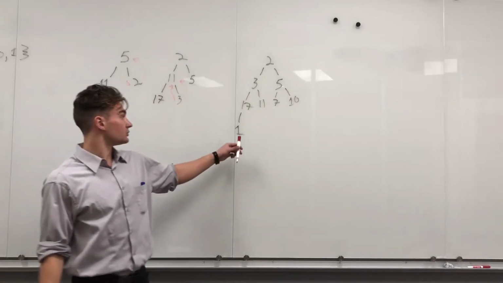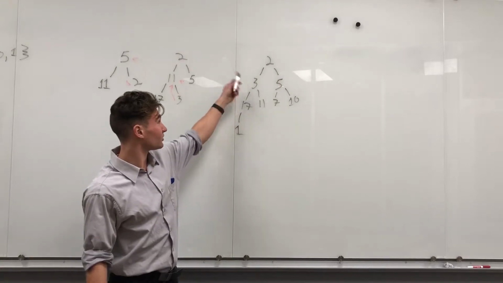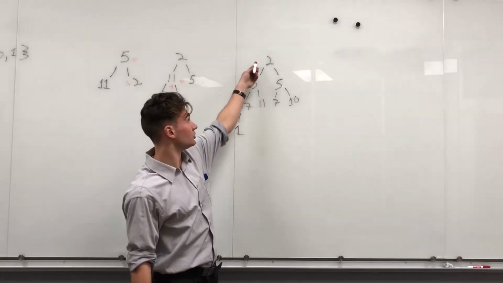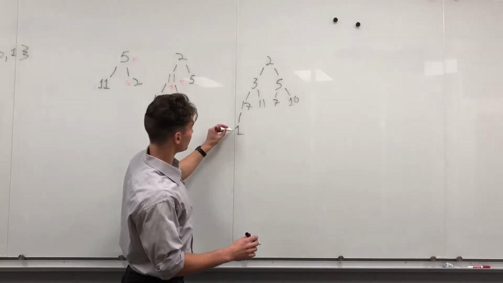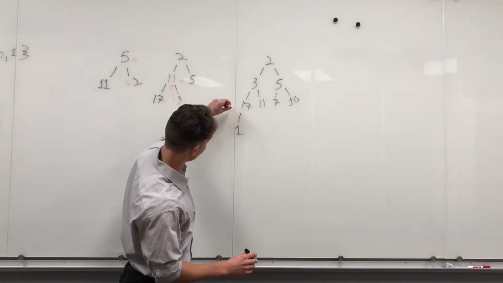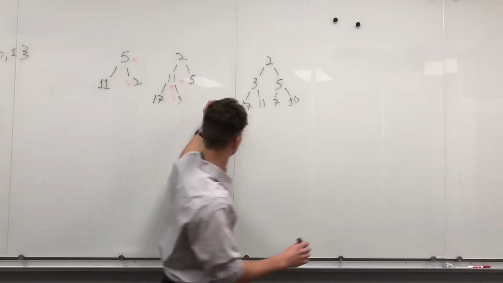Now this 1 comes in, and now everything is just really crazy. It's nuts. This 1 has way higher priority than 17. It has higher priority than 3. It even has higher priority than 2. So it's going to bubble up all the way to the top, right? First off, it's going to switch with 17. So now the 1 is up here.